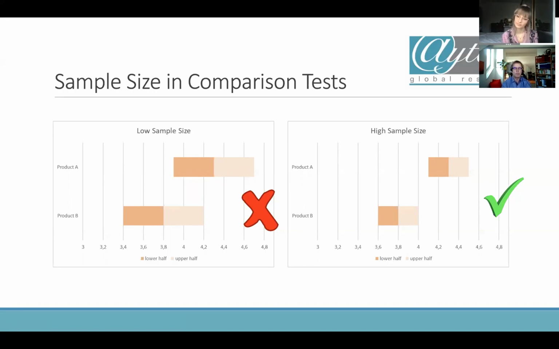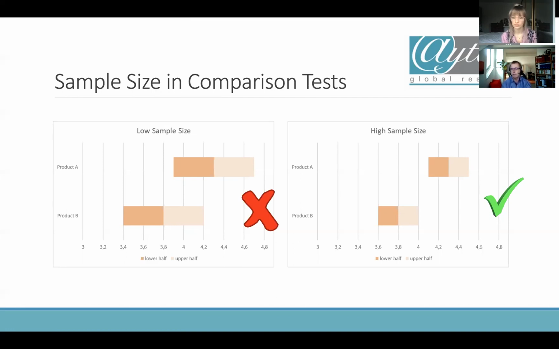But with a low sample size, that could mean that the confidence intervals overlap a lot, which means the real mean value of product A might be anywhere between 3.9 and 4.7. And for product B, it might be between 3.4 and 4.2, which means there's a huge overlap. So in the end, you don't know if they are different, because chances are high that they can be the same, because the confidence intervals overlap.